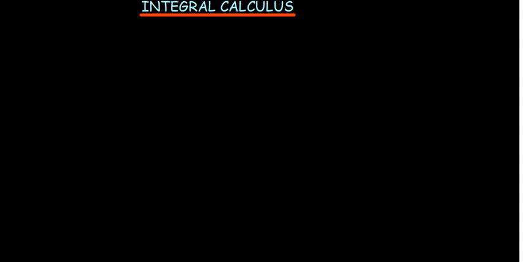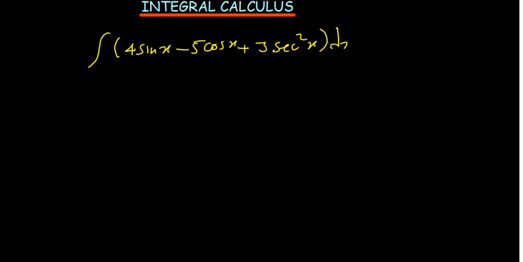Let's look at another one. What if we are talking about the integral of 4 sin x minus 5 cos x plus 3 sec squared x dx? How are you able to work out this one? Now, I already mentioned this: when we have sin here, the integral for sin gives us negative cosine. Okay, so that is what we already mentioned.